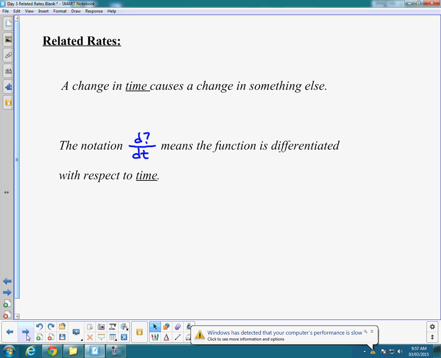But we're going to use this notation, this concept, in more realistic questions, and the two we're going to do today are related rates. So this d whatever by dt means the function is differentiated with respect to time instead of x. Okay? And that'll be important for today.